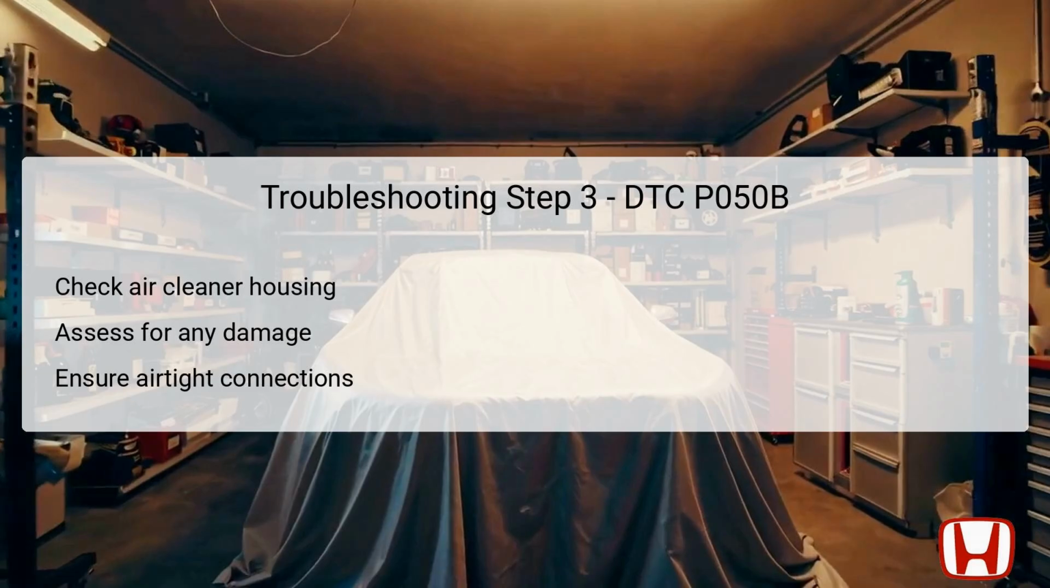The subsequent step requires you to assess the air cleaner housing for any visible damage. This component plays a vital role in filtering out contaminants from the air before it enters the engine, thus protecting sensitive engine components. Any cracks or fractures in the housing could compromise its ability to maintain an airtight seal, allowing unfiltered air to enter the intake.